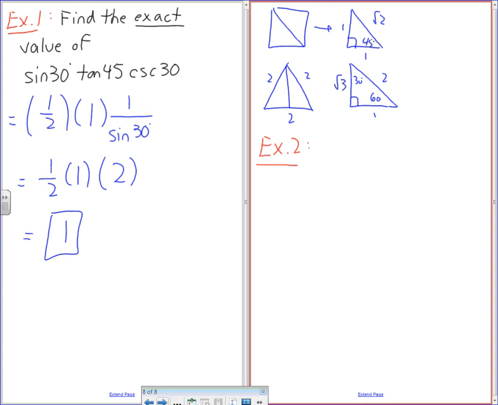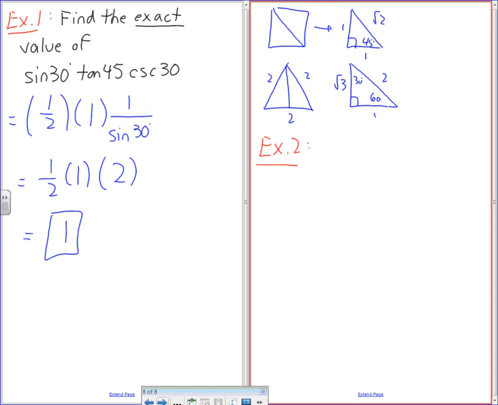We'll show you how to deal with that. If this changed to be a 4, then everything is going to be twice as big, so this would be 2 and then 2 root 3. We'll deal with that in a few minutes. Let's stick with one more nice one like this.